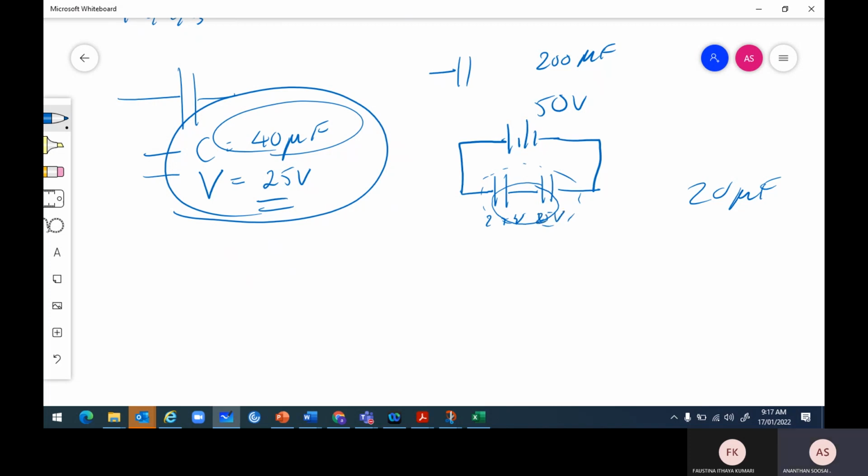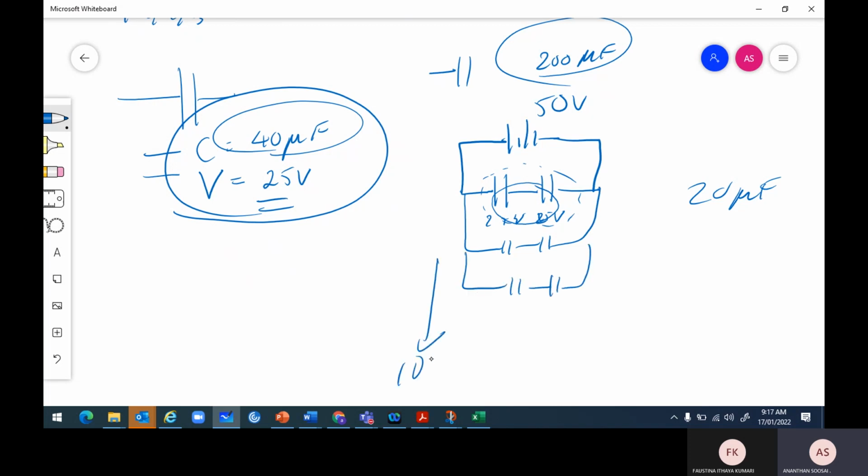Safe, but we want 200. So what do you do? Times 20, times 10. So this pattern needs to be repeated maybe 10 times. Go for 10, one way. Right? So you get 200 microfarad and all the capacitors are safe. They achieve 25 volt. They are safe, and they produce 200 microfarad.